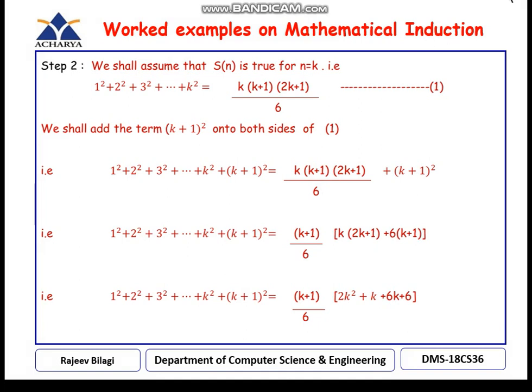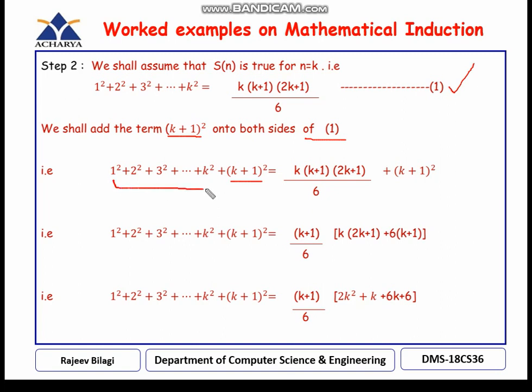So this is what we have seen already in the previous slide, that is equation number 1. Now what would be the next one? So 1, 2, 3, that is up to k. Next element will be k plus 1 whole square. So that means I need to add k plus 1 square on both the sides. On both the sides. So your equation would be 1 square plus 2 square plus 3 square up to k square plus k plus 1 whole square.